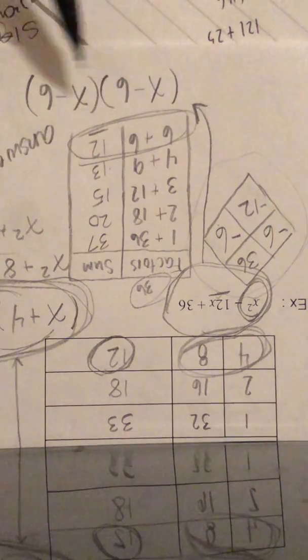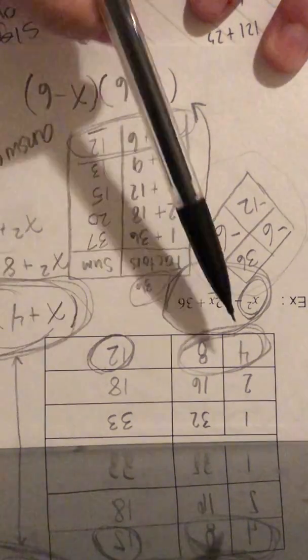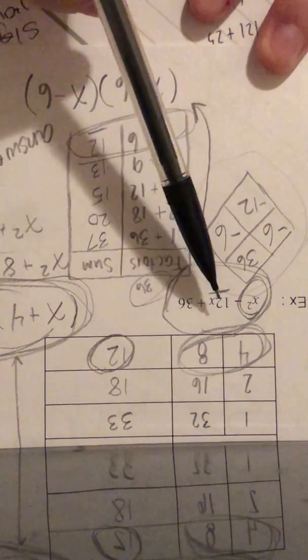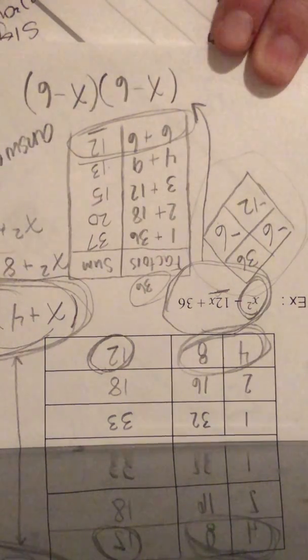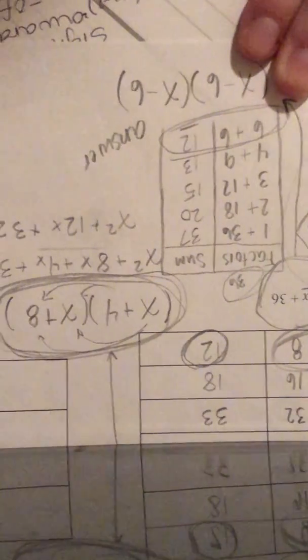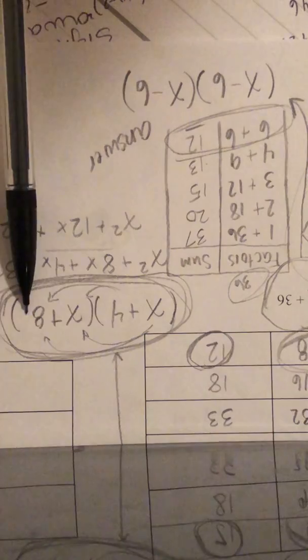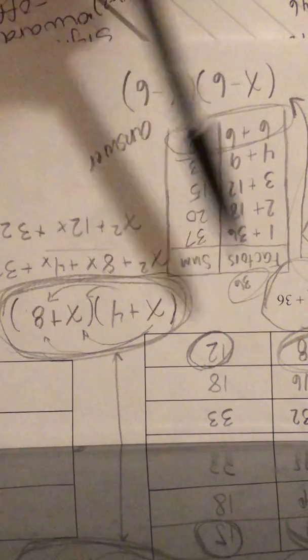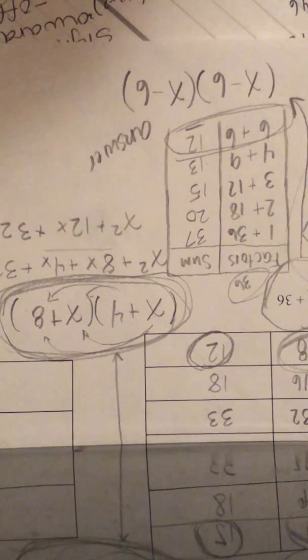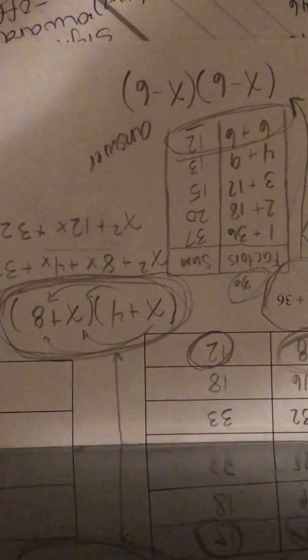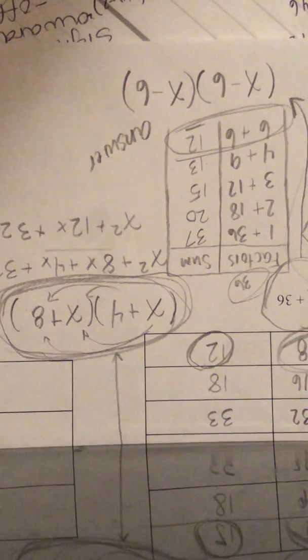When you end up with these as your answer, it doesn't matter what order you put them into your parentheses. So you could put x plus 8 times x plus 4, or you can do it how it's written. It doesn't matter, because multiplication is one of those commutative properties where they can switch back and forth and you'll still end up with the same answer.